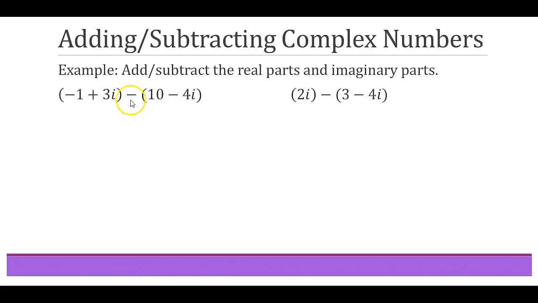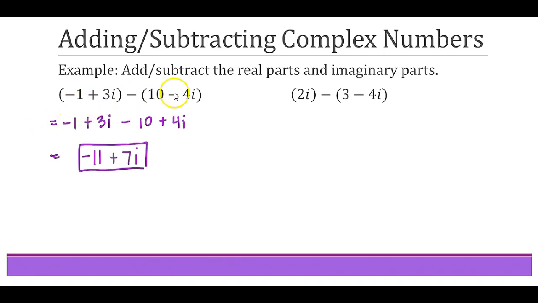So here, what we can think about is this negative really is distributing to both parts of the second complex number. So I can think about this as -1 plus 3i minus 10 plus 4i, when that negative distributes to the -4i, or that subtraction distributes. So now we just go ahead and add our real parts together. So -1 plus -10, or minus 10, so that's going to give me -11, and then plus 3i plus 4i, so that's plus 7i. So this here is subtracting two complex numbers.